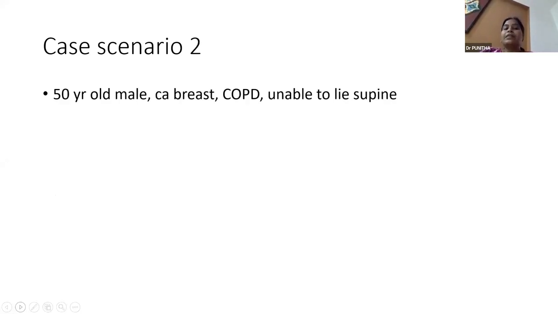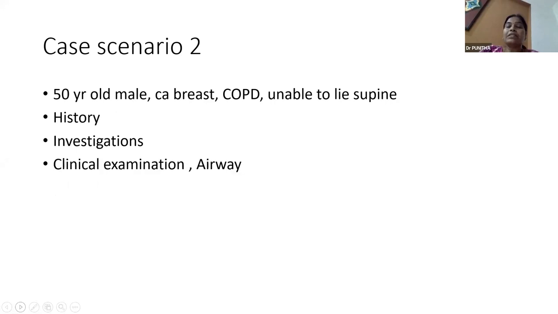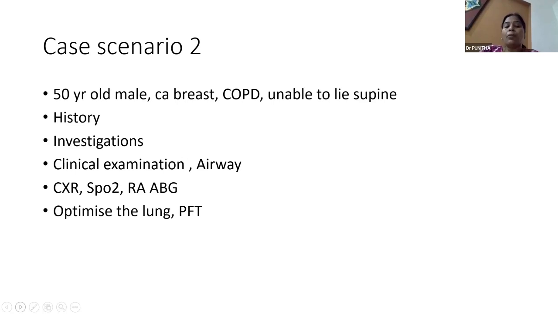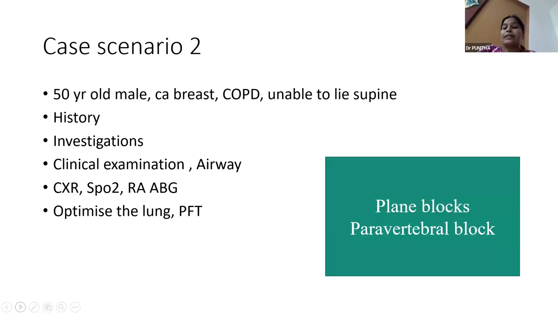The second scenario would be a 50-year-old male with carcinoma breast, on chemotherapy, with a history of COPD, a smoker, and unable to lie supine. So you do a history, go through the investigations, clinical examination, airway examination, chest X-ray, the saturation in the supine position if possible or in the sitting posture, and room air ABG. Optimize the lungs preoperatively if possible, and do a PFT if the patient is able to do it. The anesthetic plan would be to go ahead with a plane block.